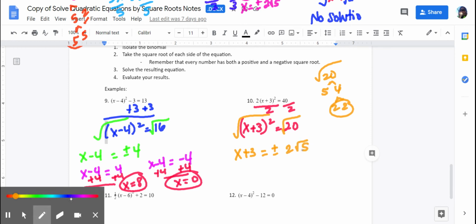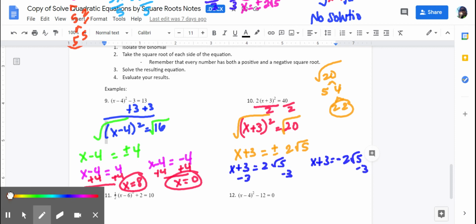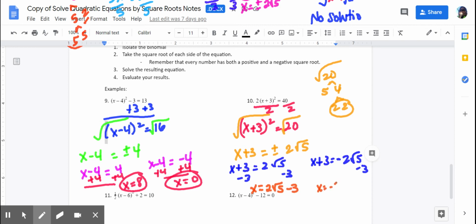This is also where, when we simplified radicals and we added them, you remember you can only combine like terms. So if I have x plus 3 equals positive 2 on the square root of 5, and x plus 3 equals negative 2 on the square root of 5, when I get ready to subtract 3 from each side, I can't combine these because the 3 does not have the radicand of 5. So when I write my final answer, it is x equals 2 on the square root of 5 minus 3, and x equals negative 2 on the square root of 5 minus 3. These would be my two answers.